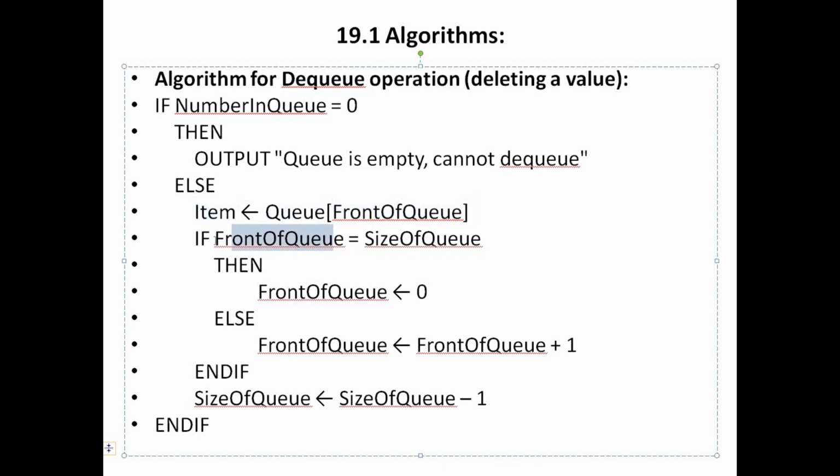of queue. If after dequeuing front of queue becomes size of queue, then you make it 0. Otherwise, you do front of queue equals to front of queue plus 1, and size of queue becomes size of queue minus 1, and that's it.